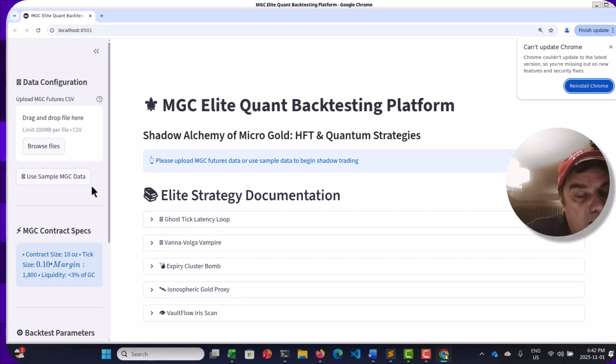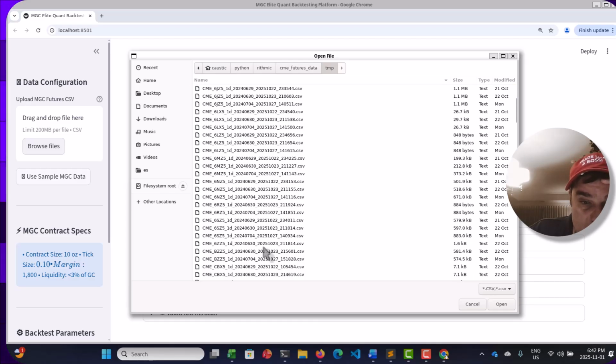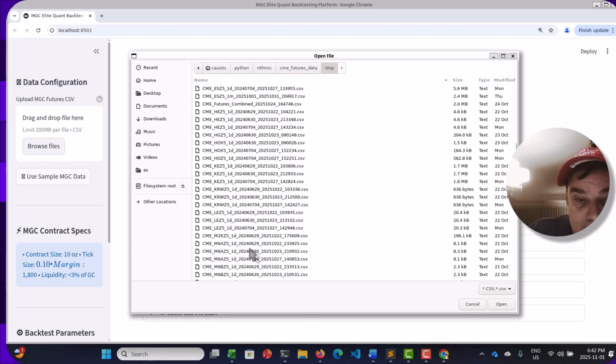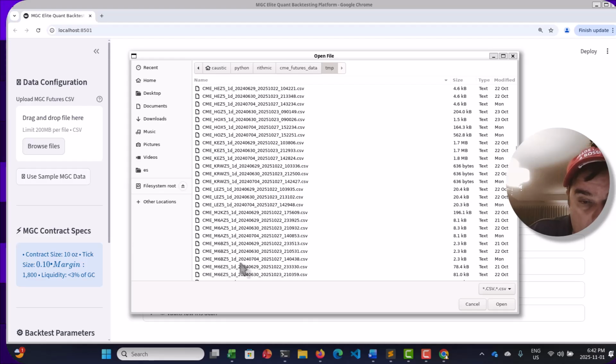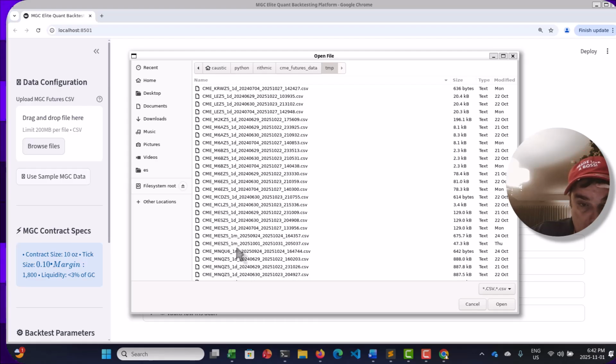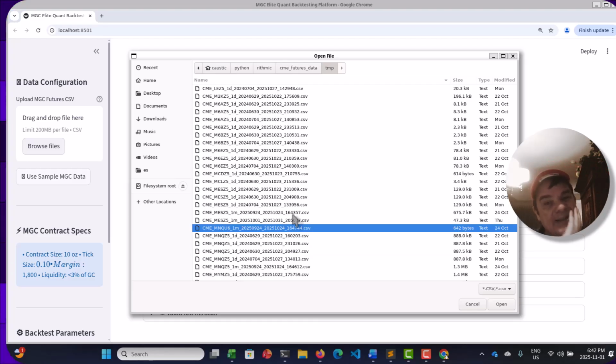So, do we use the sample data? Let me try real data, just as an example here. If not, I'll just go with the sample data. Okay, so we're looking for MGC here. MGC. This does not exist in this data set.